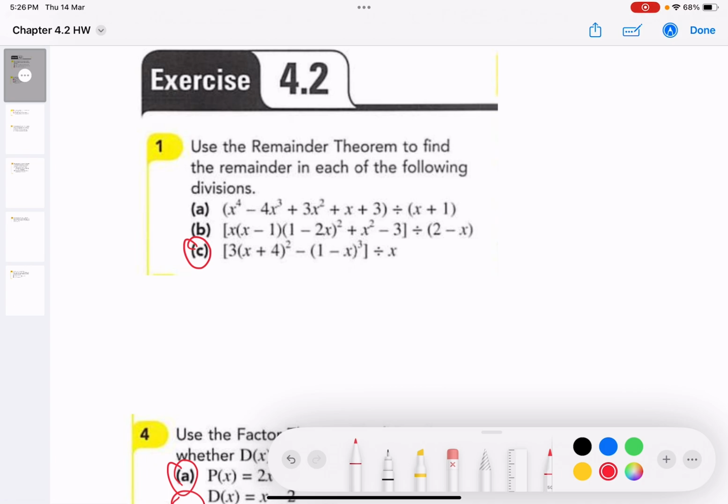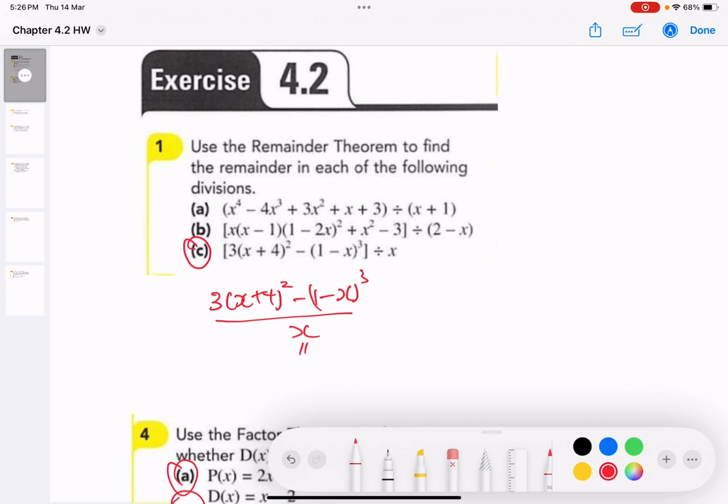Okay, so we have this expression over here. It is written as (3x + 4)² − (1 − x)³, divided by x. We know that this is our divisor, this is our f(x). If we want to use the remainder theorem, how are we going to do that? The remainder theorem tells us to make this divisor equal 0. What is the value of x? My divisor is x, so to make it 0, x must be 0.